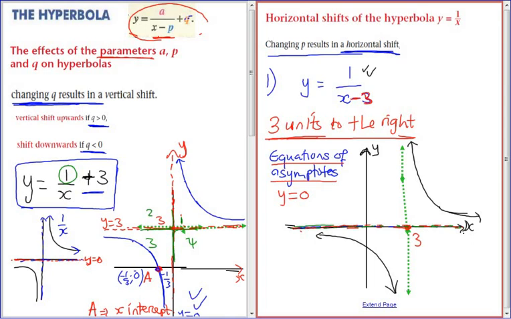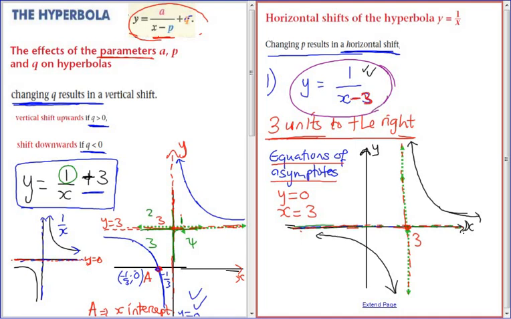Then another asymptote that's there is the vertical asymptote, this one. And as we can tell, it's at x equals 3. So if I say x minus 3, like I've said here, the equation, you see, I said 1 over x minus 3. What happened was I moved 3 units to the right.